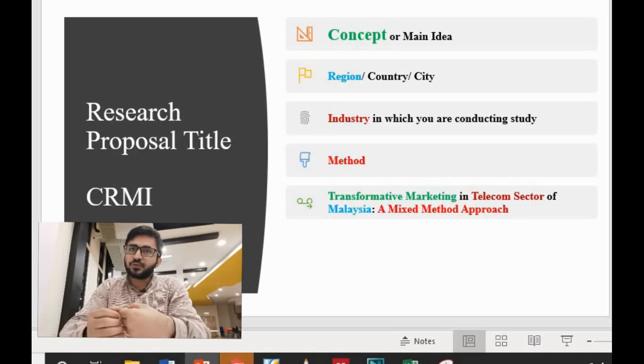If your research proposal title looks great, if it explains the concept, if it explains the region in which you are going to conduct the study, if it is explaining the industry, if it is explaining the method, then you are done with 90% of your proposal. Your title must have, the first thing is the concept, the main concept.